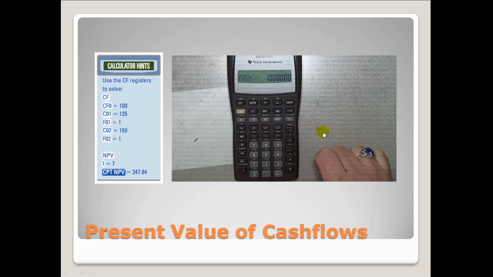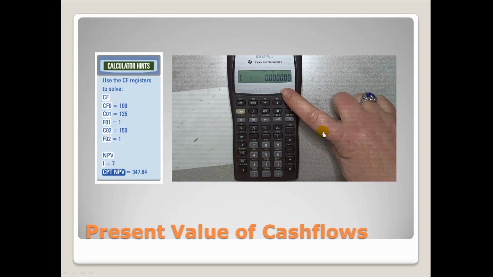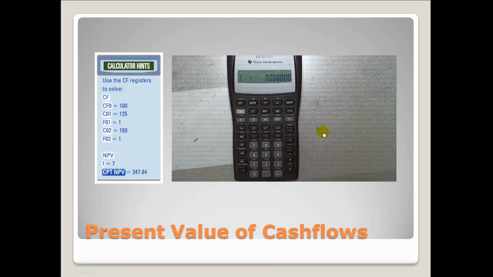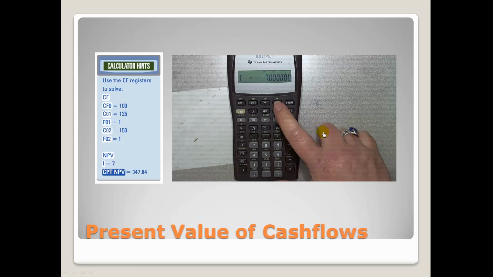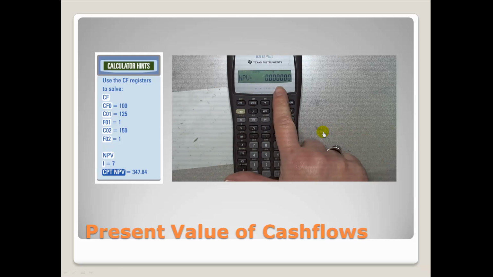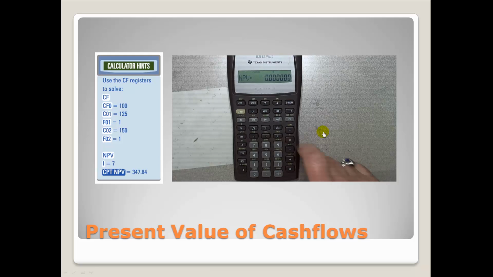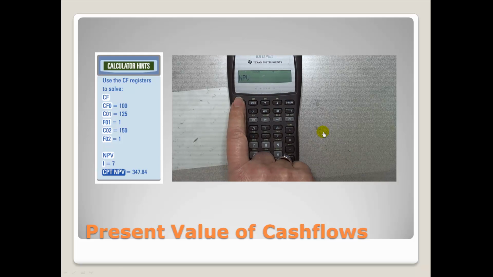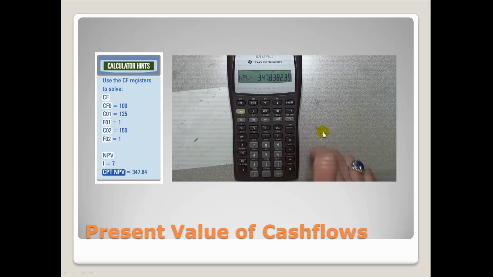Now the next thing you're going to do is hit the NPV key, which is going to take you to I, the interest rate. In this problem, the interest rate is 7. And then we are going to hit enter. Then you're going to scroll down, which is going to reveal the NPV, the net present value entry. And then you're going to hit compute. You should get $347 and basically 84 cents.